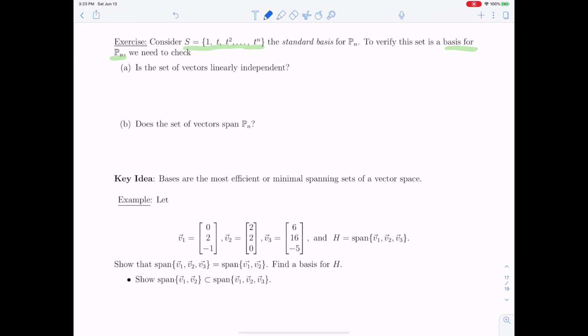So basically we have to check the linear independence and whether the given set spans Pn. So let's pause the video and try out these two exercises.